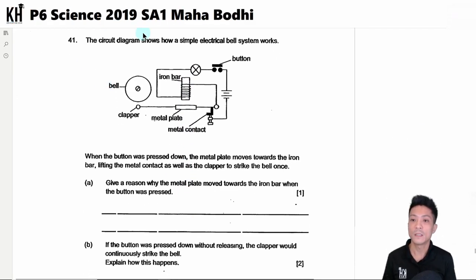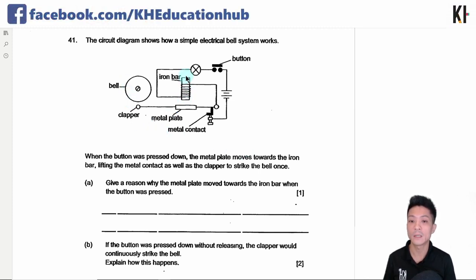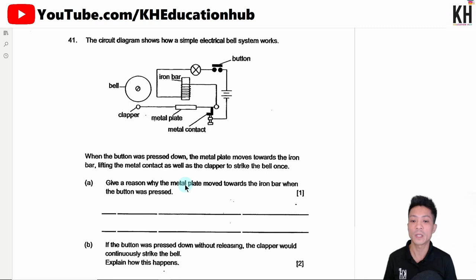Okay, question 41. The circuit diagram below shows how a simple electric bell system works. Okay, so when the button was pressed down, the metal plate over here moves towards the iron bar over here, and then it will lift the metal contact as well as the clapper to strike the bell once. Okay, give a reason why the metal plate moved towards the iron bar when the button was pressed.